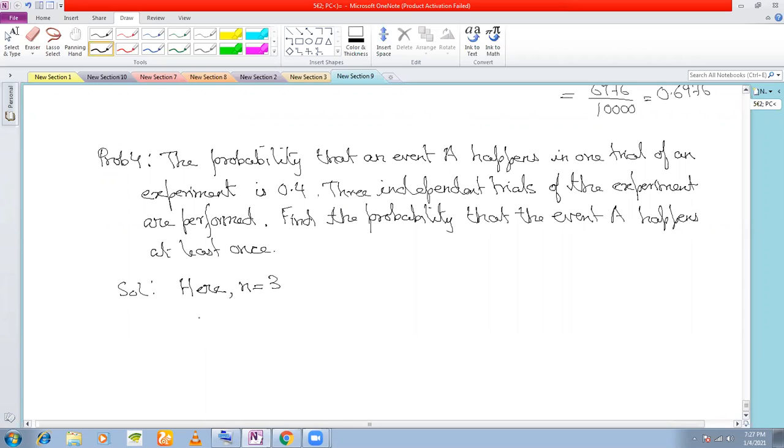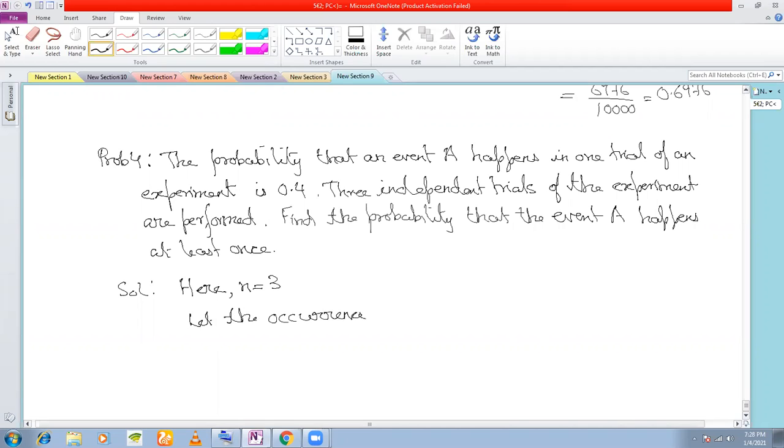Let's see what is the success now. Look at the question. Find the probability that the event A happens at least once. Look at the last sentence only. So that means you need to find the probability of event A happening. You have to consider the occurrence of event A to be a success, because the question asks for the probability that event A happens at least once.